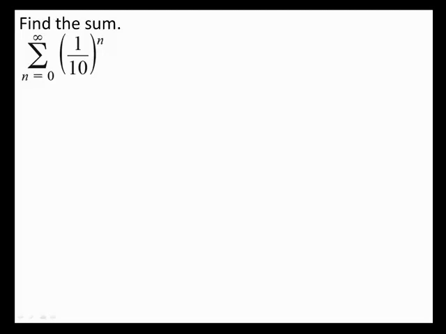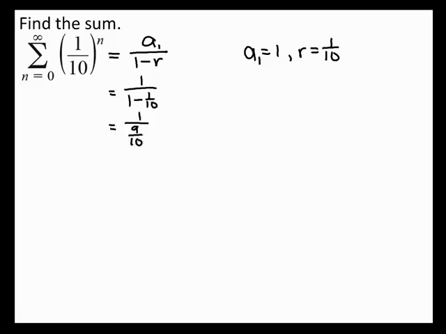Find the sum. The sum from n equals 0 to infinity of 1/10 to the n. Use the formula for infinite geometric sums. You find that a sub 1 is equal to 1 and r is equal to 1/10. Substitute 1 in for a sub 1 and 1/10 in for r. Simplify 1 minus 1/10. Simplify 1 divided by 9/10. You find the sum is 10/9.